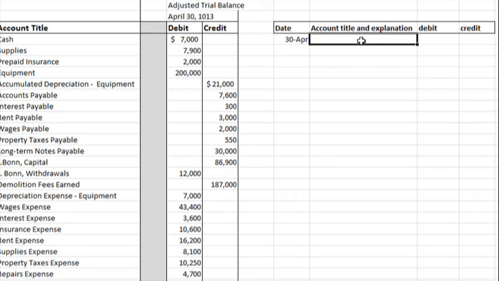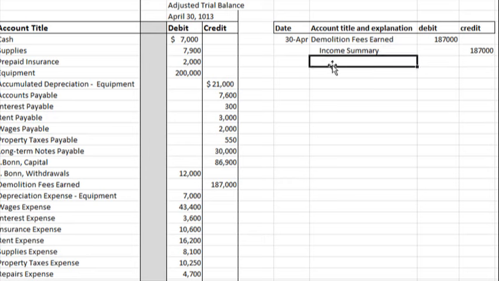So you're going to just go debit demolition fees earned for whatever the balance is, 187,000, and then the account that you credit is a very temporary account called income summary. 187,000. I'm going to put an explanation here to close the revenue account.